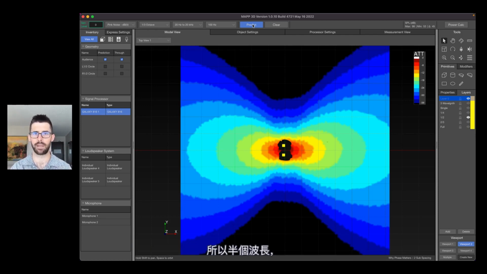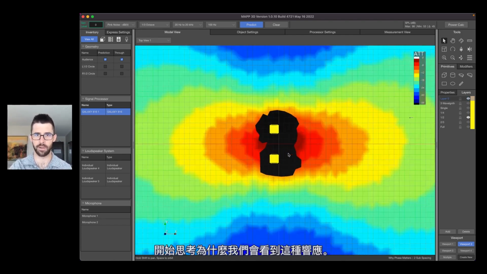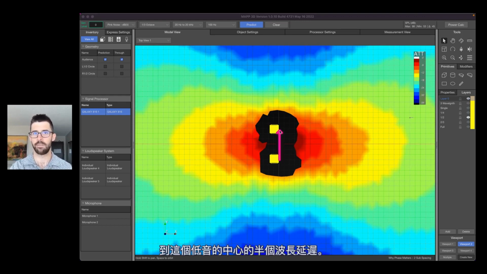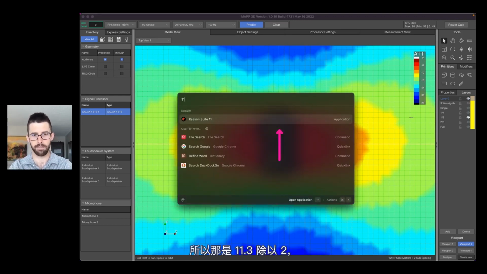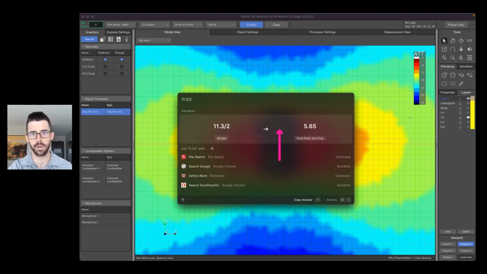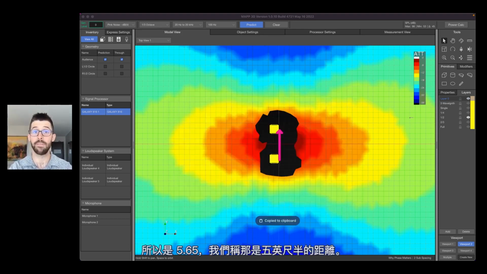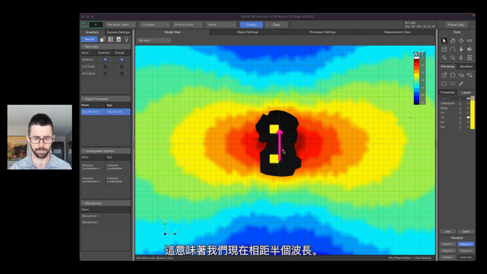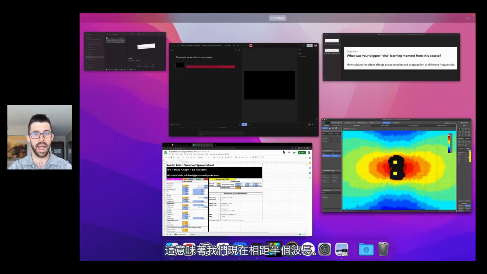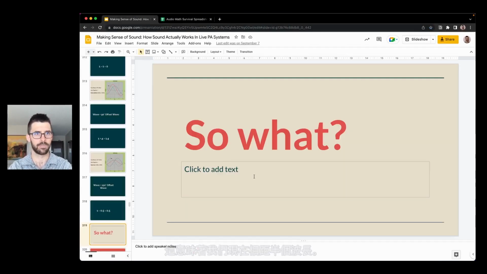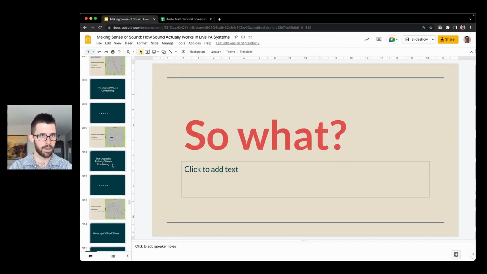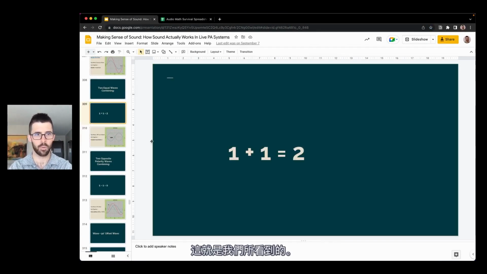So a half wavelength. Let's zoom in a little bit and start to think about why we are seeing this type of response. If this is a half wavelength away from the center of this sub to the center of this sub, that's 11.3 divided by 2, so 5.65, call that 5.5 feet. That means that we are now a half wavelength apart. So if we go back to the presentation, this is what we are seeing.